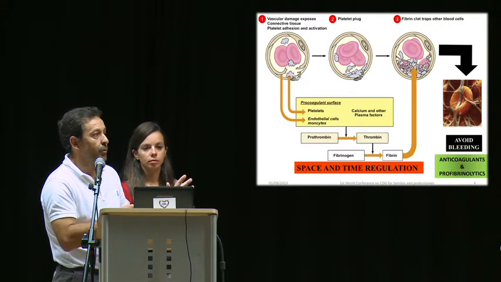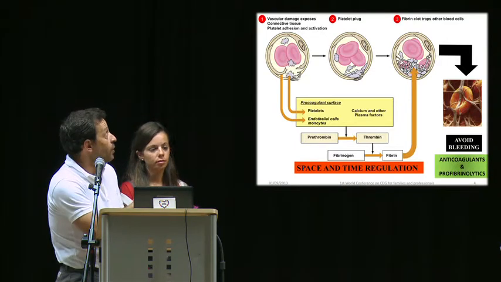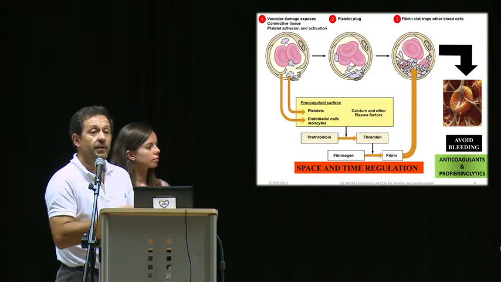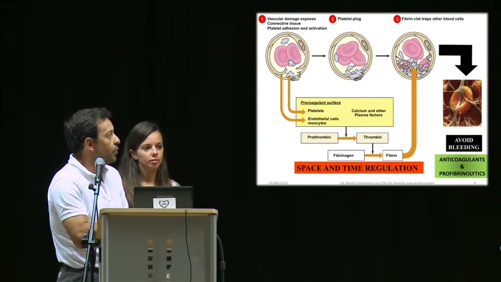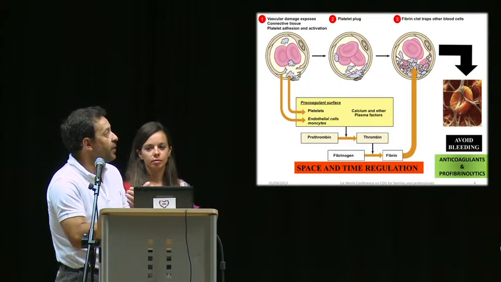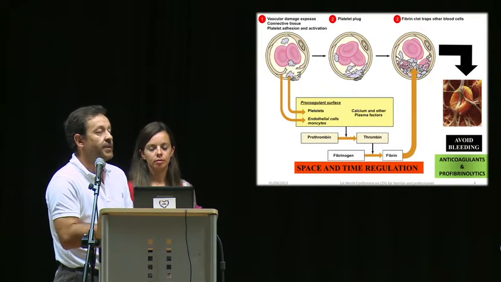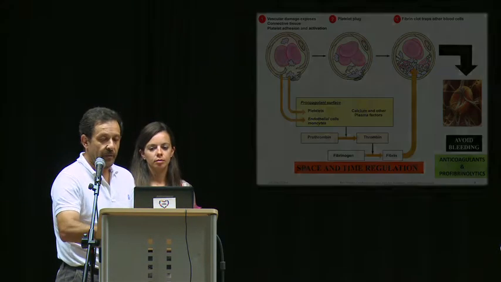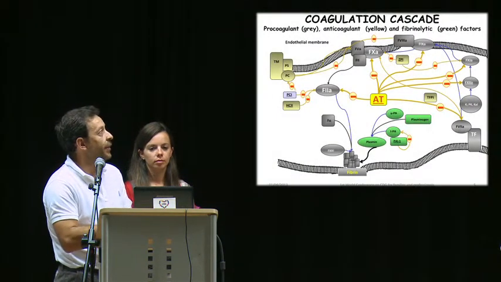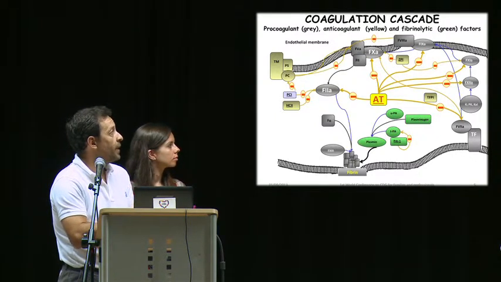And obviously, this strong response has to be restricted in time and space. Only when vascular damage appears should the hemostatic system respond. So the hemostatic system should also be controlled, and together with procoagulant actors, we need anticoagulant elements and profibrinolytic elements. This slide shows the coagulation cascade, and you can see in green all the procoagulant elements leading to the formation of thrombin and fibrin.